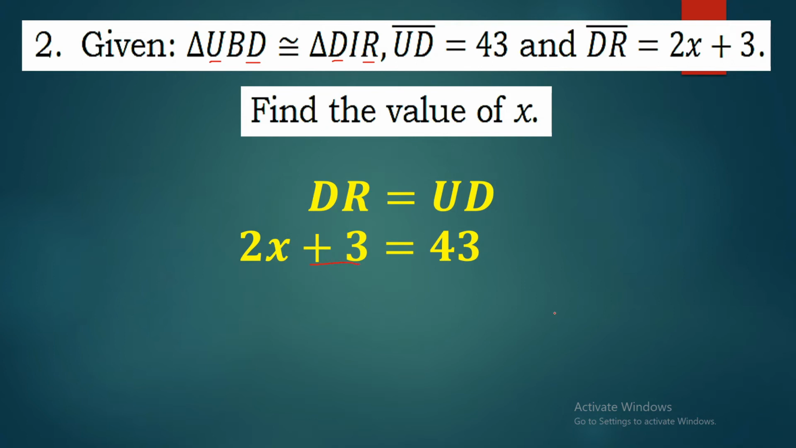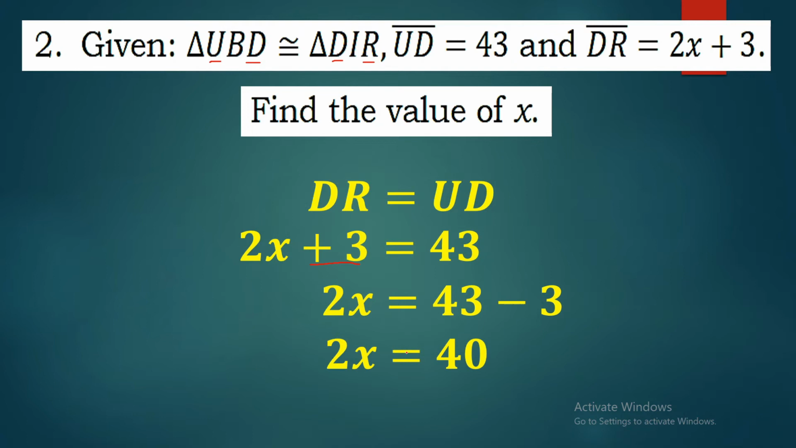So, transpose positive 3 to the right side of the equation. So, we now have 2x is equal to 43 minus 3. So, from positive 3, we now have negative 3. When you transpose, you must change the sign. Remember, when you transpose, you must change the sign. Simplifying the right side of the equation, we now have 2x is equal to 43 minus 3, that's 40.